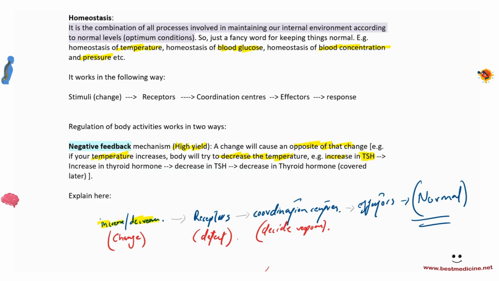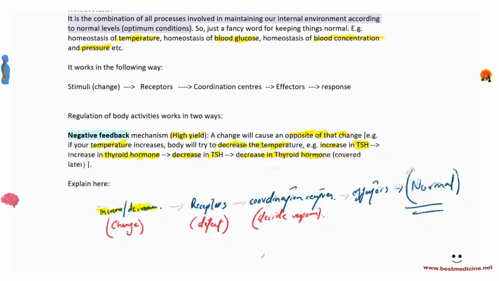Increase in thyroid stimulating hormone is going to increase secretion of thyroid hormone from the thyroid gland, which is going to result in a decrease in TSH, which is going to decrease thyroid hormone. Okay, so we'll cover this later as well. And that is homeostasis. Okay?